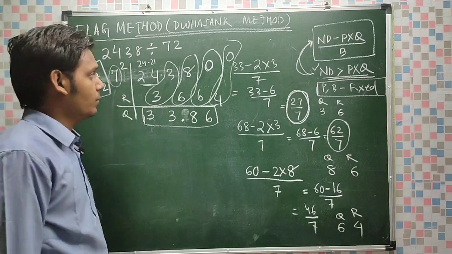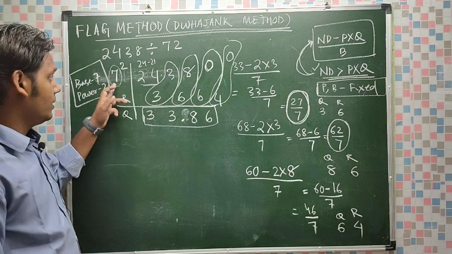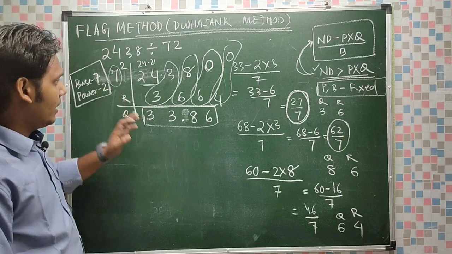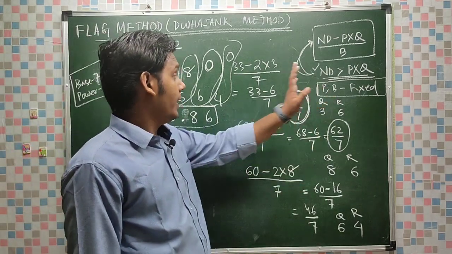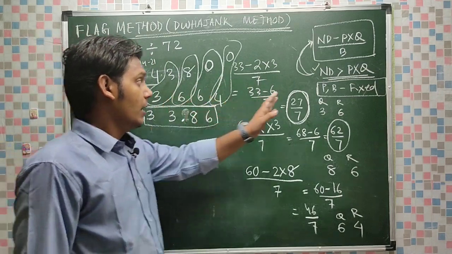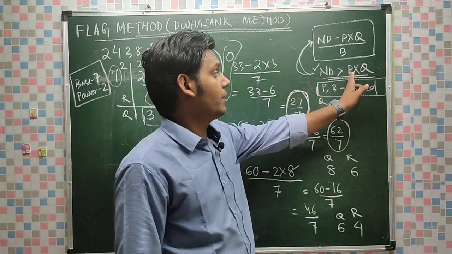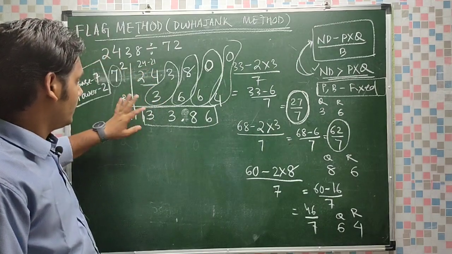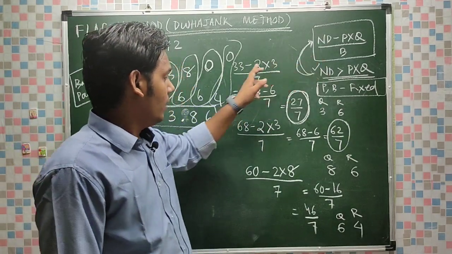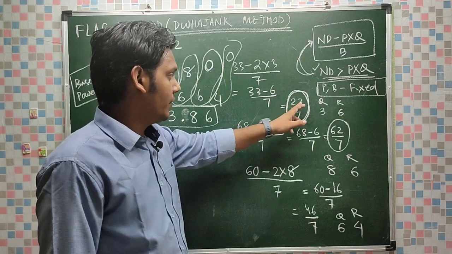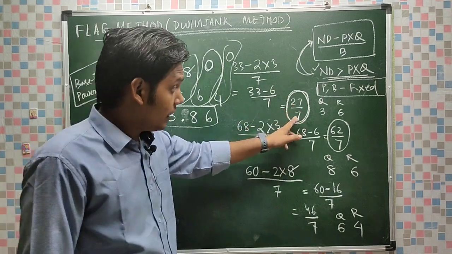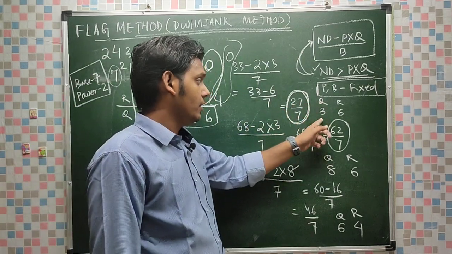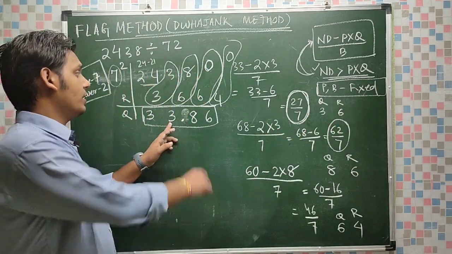So first step, what you have to do? First step you have to divide with this base. Thereafter you will get a new dividend 33. Then you have to check this new dividend must be greater than the product of power and quotient. 33 is greater than 2 into 3, 6. Then you have to use the formula. I use the formula. I got 27 by 7. Then here I can get one quotient and one remainder, 3 and 6. 3 is the quotient, 6 is the remainder.